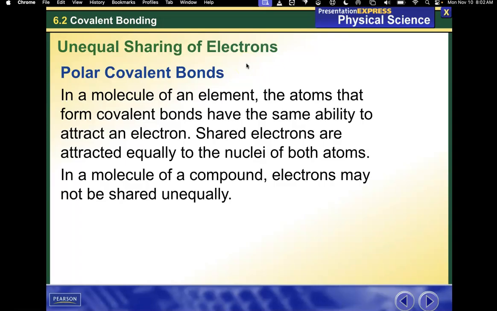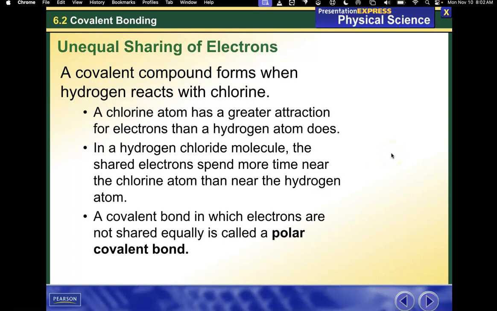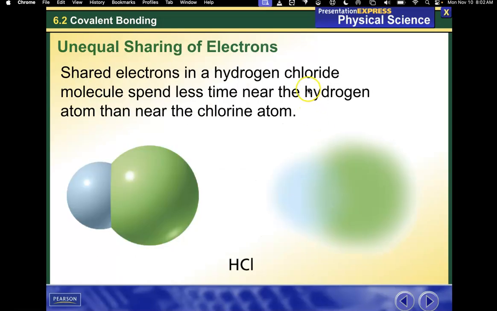Polar covalent bonds. In a molecule of an element, the atoms that form covalent bonds have the same ability to attract an electron. Shared electrons are attracted equally to the nuclei of both atoms. In a molecule of a compound, electrons may be shared unequally. A covalent compound forms when hydrogen reacts with chlorine. A chlorine atom has a greater attraction for electrons than a hydrogen atom does. In a hydrogen chloride molecule, the shared electrons spend more time near the chlorine atom than near the hydrogen atom. A covalent bond in which electrons are not shared equally is called a polar covalent bond. Shared electrons in hydrogen chloride molecules spend less time near the hydrogen and more near the chlorine.